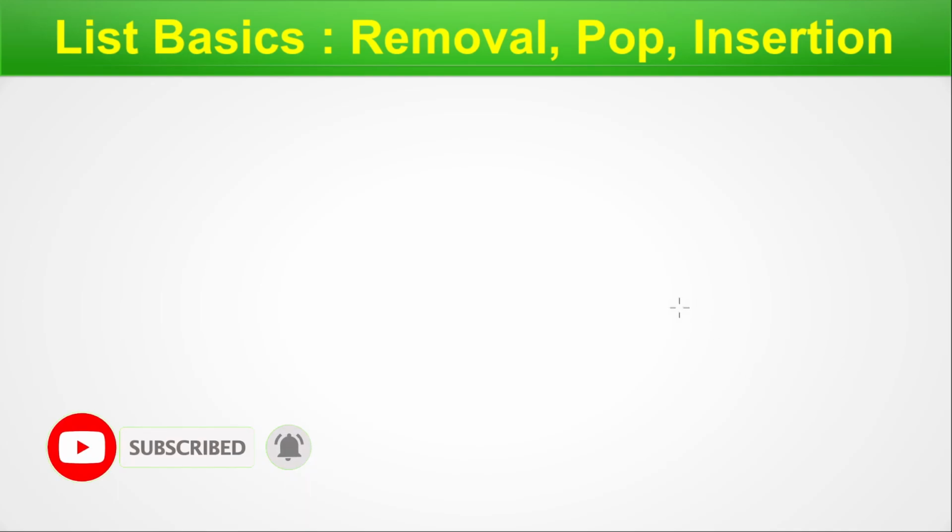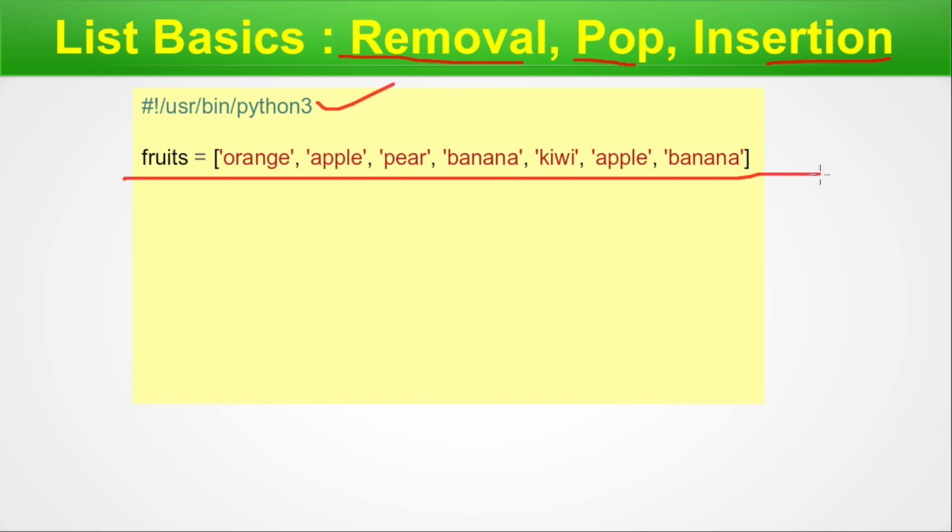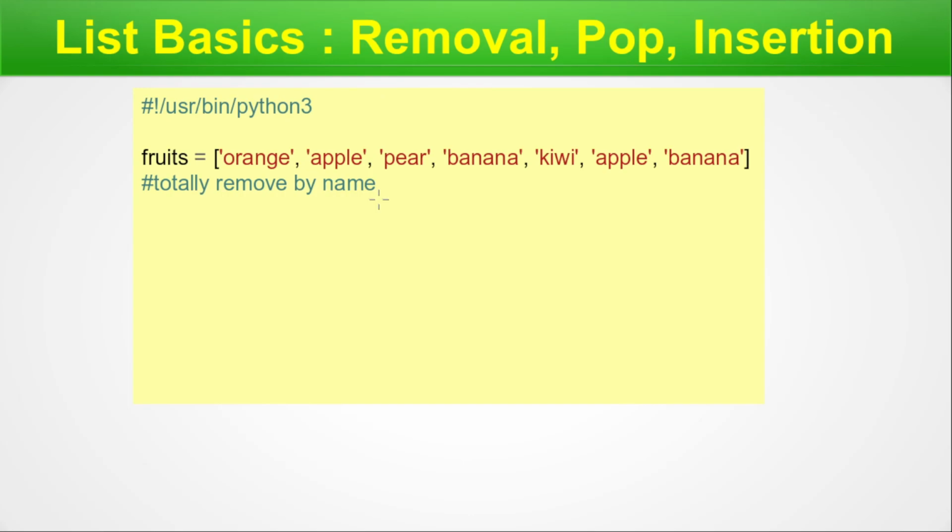List basics: removal, pop, insertion. Let us start our code to get the taste of removal, pop and insertion. Now here starts our code. The first line is hashbang /usr/bin/python3, that is the Python interpreter. Next we have our list where all fruits are there, and we will remove by name. So first let the removal operation begin.